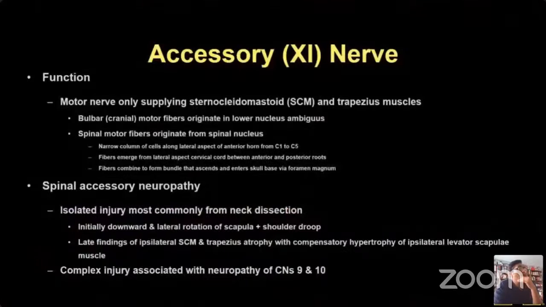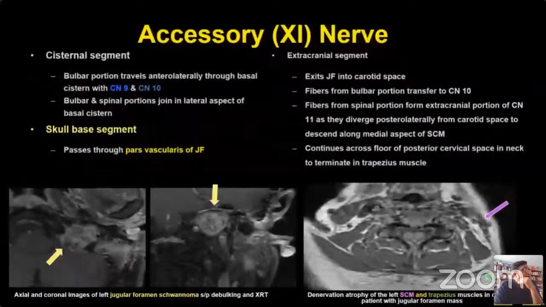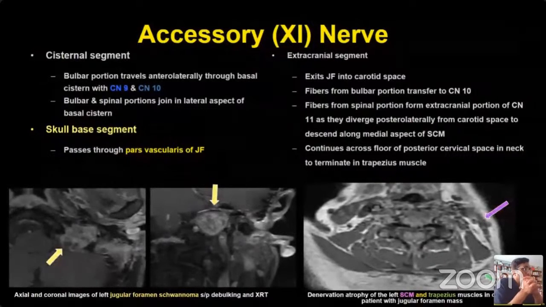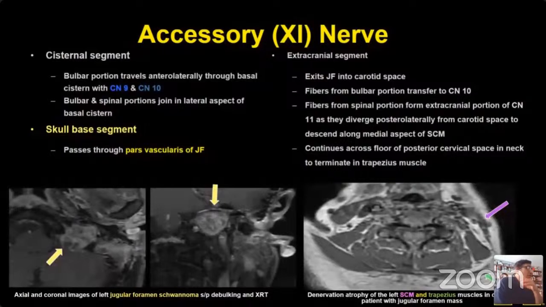Coming on to the accessory nerve or 11th cranial nerve, again, it's a motor nerve, and that supplies only two muscles, the sternocleidomastoid right there and the trapezius right in the back. If you look at its course, again, it arises from the same place that we saw previously, but it travels along with cranial nerves 9 and 10, and then it goes through the pars vascularis of the jugular foramen, and then it supplies the sternocleidomastoid and trapezius.